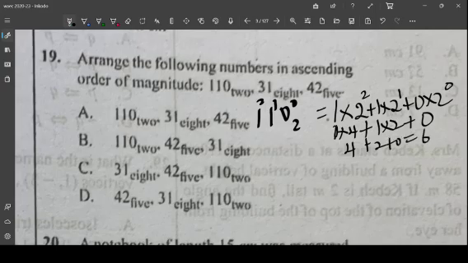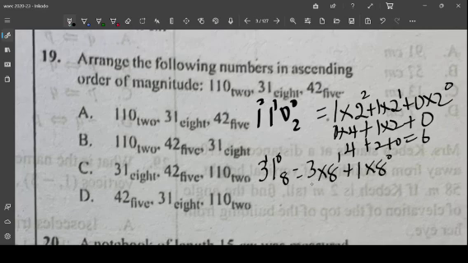And then I do the same thing for 31 in base 8. So I'm going to give it powers 0, 1. That's 3 times 8 raised to the power 1 plus 1 times 8 raised to the power 0. And this is 3 times 8, which is 24, plus 1 times 8 raised to the power 0, which is 1. So 24 plus 1 is 25.